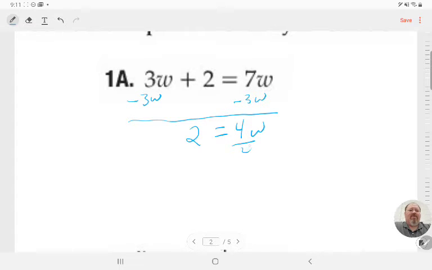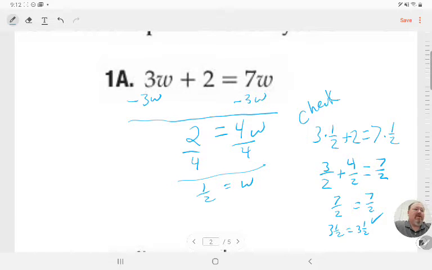I then divide by 4, and w equals 2/4 or 1/2. Okay? So you can see we can do a check on that also. We take the 1/2, put it in for the w in each spot, and you would end up with 3.5 equals 3.5. Okay? Don't forget, right here when you're adding the 3/2 plus 2, you have to get a common denominator in order to add those together.